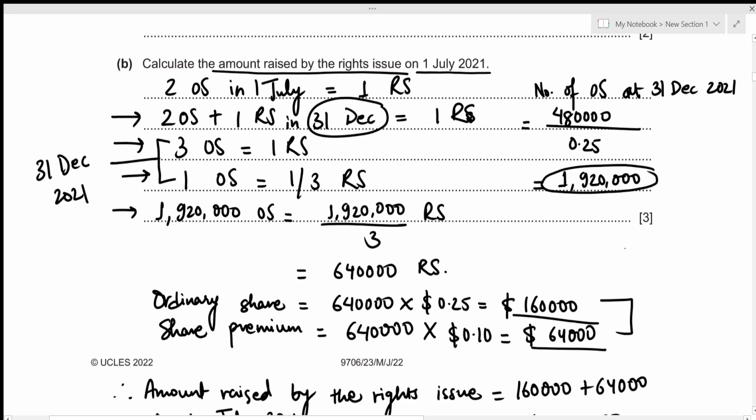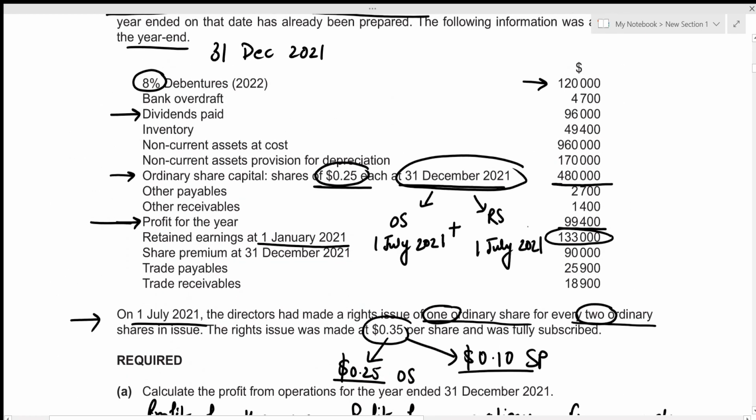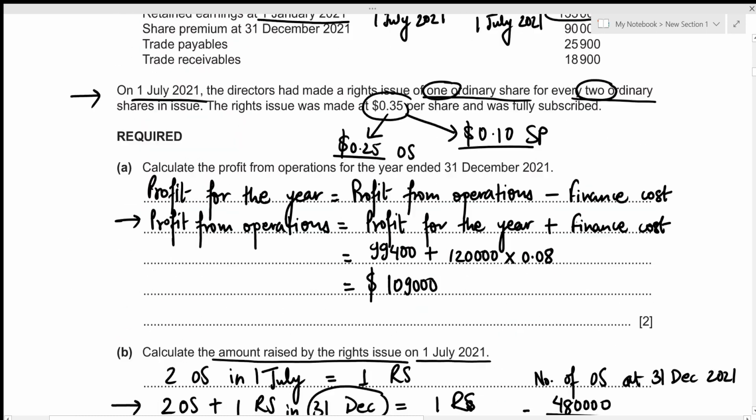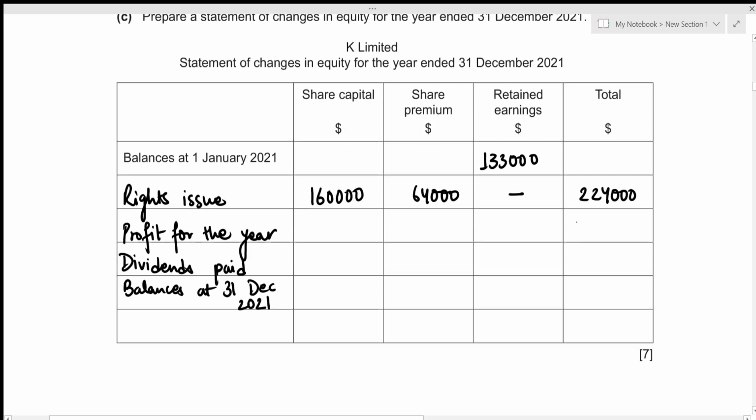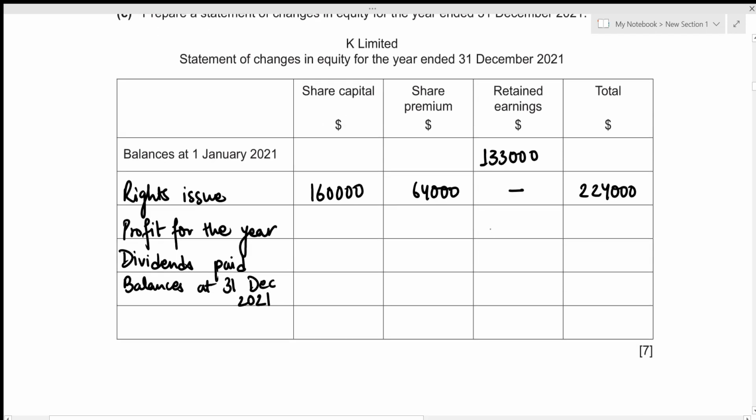Now let's record the profit for the year. We are given the profit for the year in our information amounting to 99,400, and the profit is always recorded in our retained earnings.